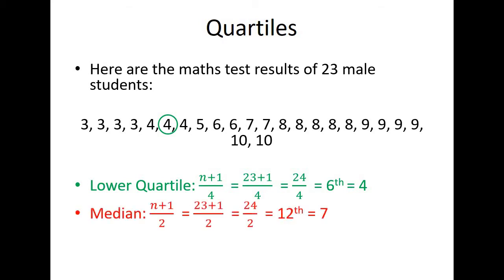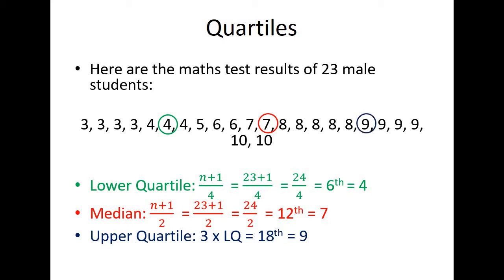And then the median, or the second quartile, n+1 divided by 2, tells you that it falls in the 12th position. And the upper quartile is 3 times n+1 divided by 4. So basically 3 times the lower quartile position, which is the 18th value. And in this case, it's 9. Okay.